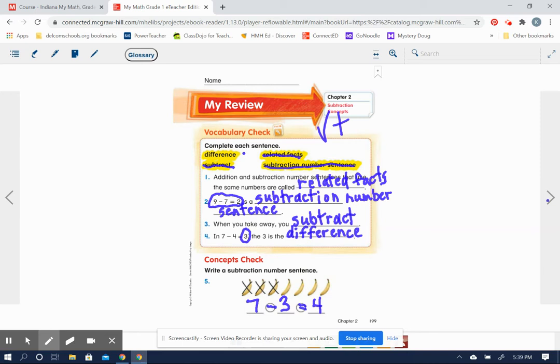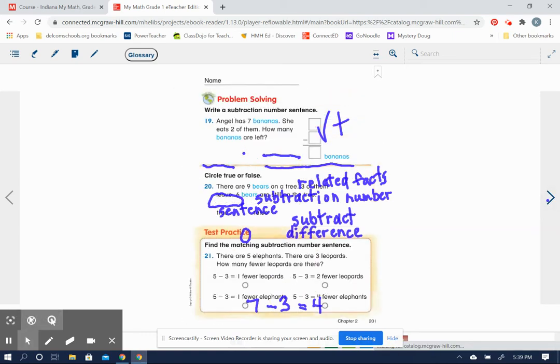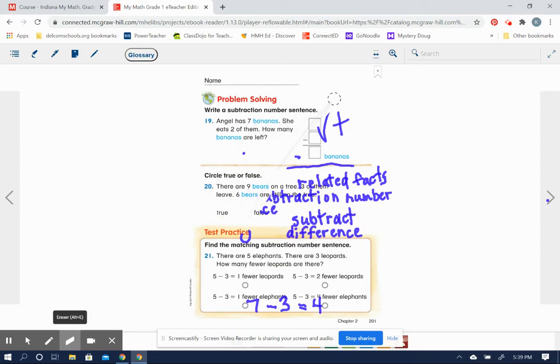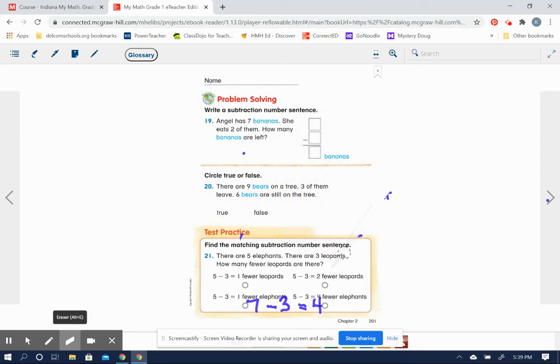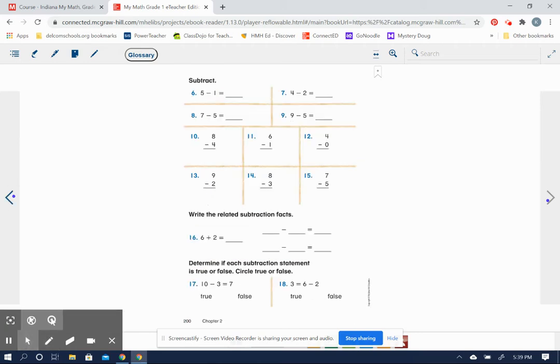Turn your paper over on the back. Ooh, let's see. Okay, and I have to erase. Okay, and get my pen back. Okay, so now we have a story problem. Did I skip a page? I think I skipped a page. I did. I beg your pardon.